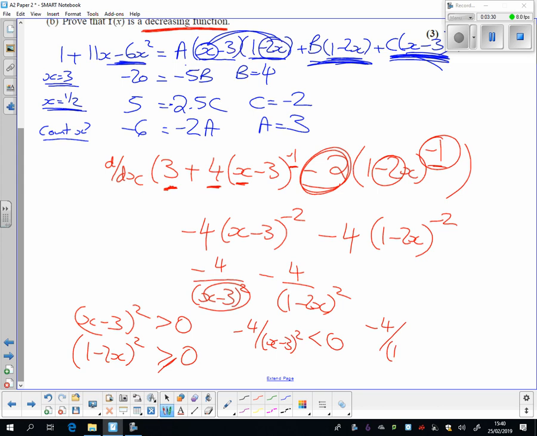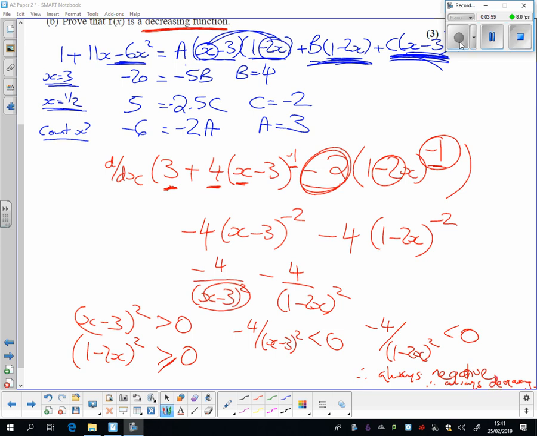This bit here is always negative, and so therefore always negative. Therefore always decreasing. That's what that scribble down there says. Always decreasing.